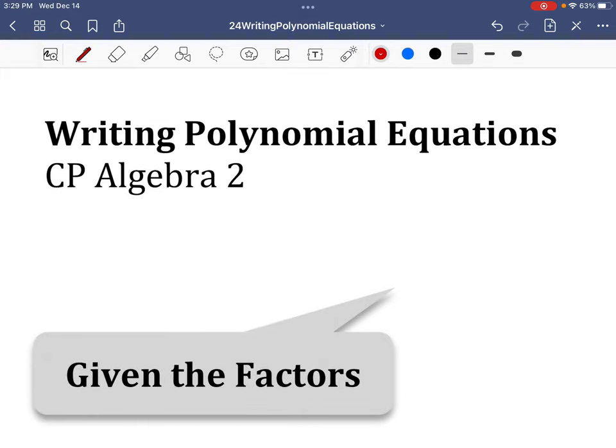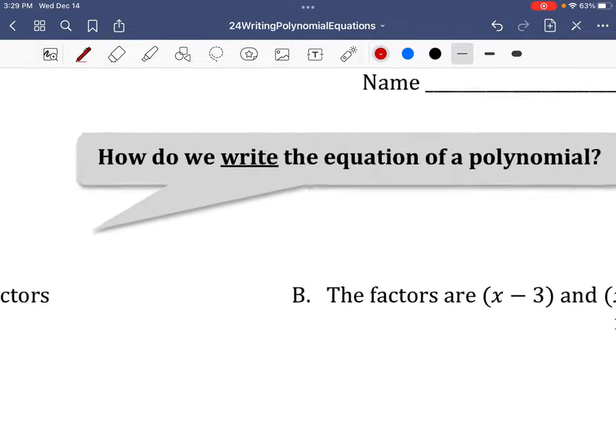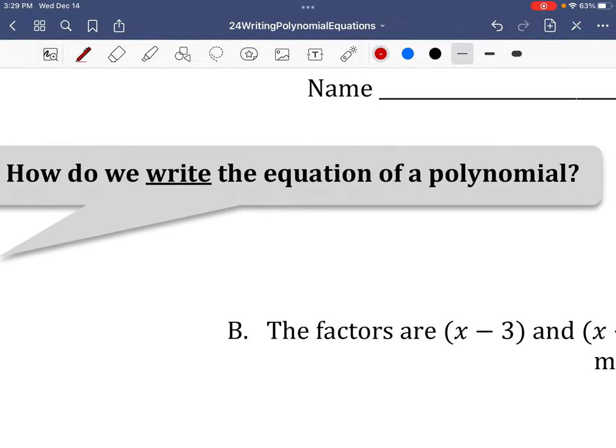Now, in math class, when you're writing an equation, we typically think that we're doing something backwards. The truth is that's what we're doing. We're going to end up with our final answer being the equation instead of starting with the equation. So the question becomes, how do we write an equation? How do we get a final answer that's an equation?